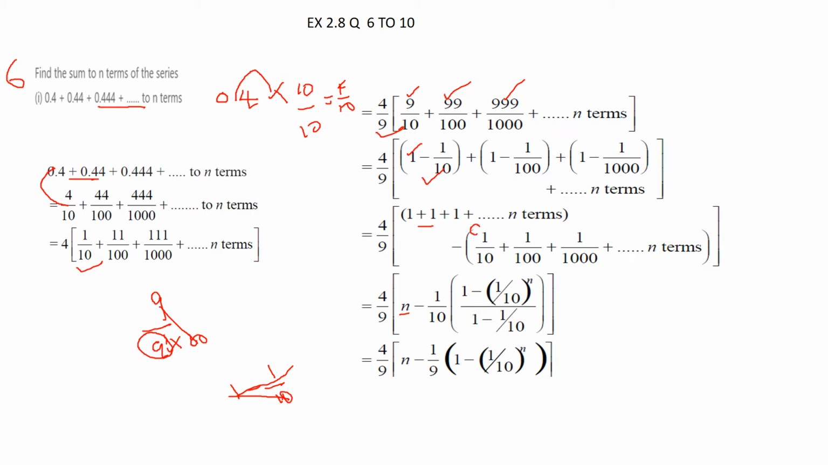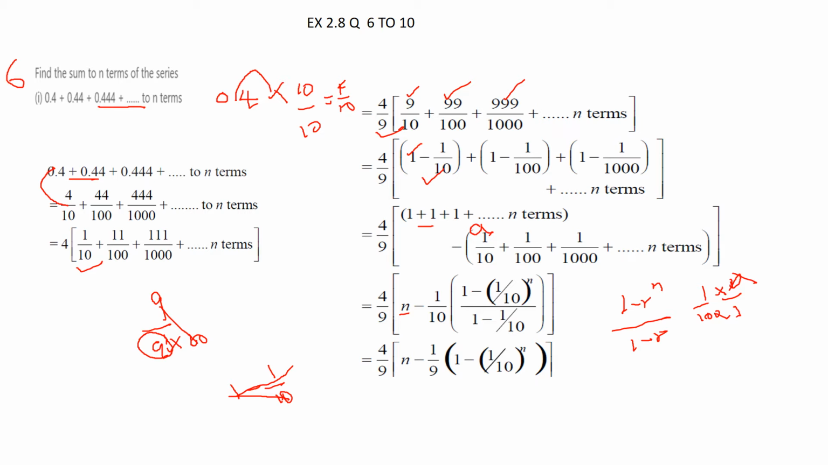Here a is 1 by 10, and the formula is a into 1 minus r power n by 1 minus r. What is r? 1 by 100 into 10 by 1, that will cancel. So r is 1 by 10. So you can write it as 1 by 10 into 1 minus 1 by 10 whole to the power n by 1 minus 1 by 10.